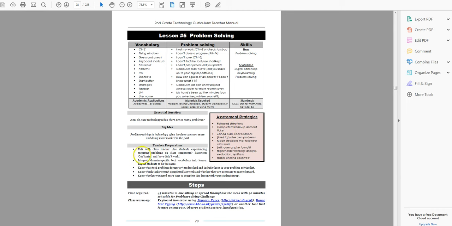A good one for teacher prep, though: ask the grade level team, what problems do students have outside of the lab if you're teaching in a lab, or in other classes if you're teaching in the grade level classroom? What problems do they have with technology in other places that you could bring up to them and discuss? Okay, and the rest are kind of normal. Domain-specific language, know which tasks weren't completed.